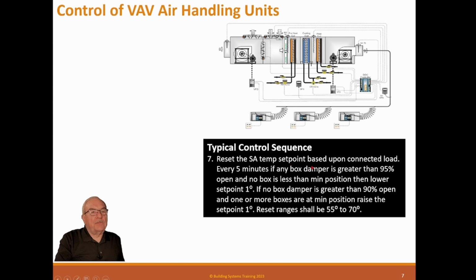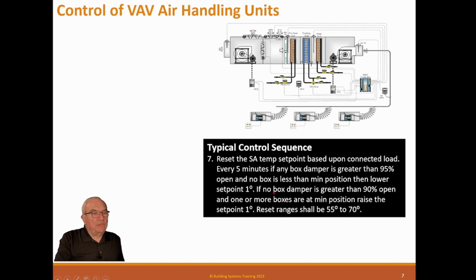Reset the supply air temperature set point based upon the connected load. Every 5 minutes, if any box damper is greater than 95% open and no box is less than minimum position, so in other words, if there's no boxes at minimum position, then lower the set point 1 degree. If no box damper is greater than 90% open and one or more boxes are at the minimum position, raise the set point 1 degree. Reset range should be 55 to 70 degrees. So this is trying to not overcool these spaces.